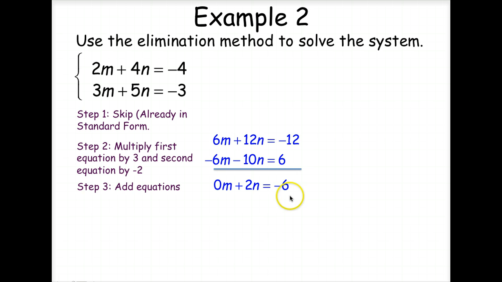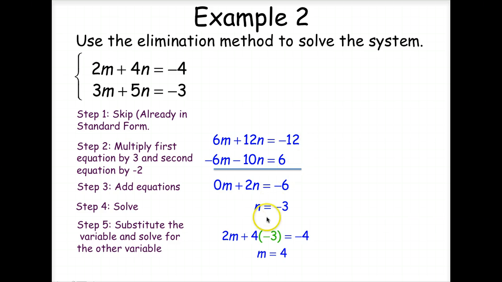So the m's will cancel out. We'll end up with 2n is equal to negative 6, so n is negative 3. Now come back into one of the original equations and substitute negative 3 in for n. Looks like they picked the first equation, so m is equal to 4. So our solution is 4, negative 3.